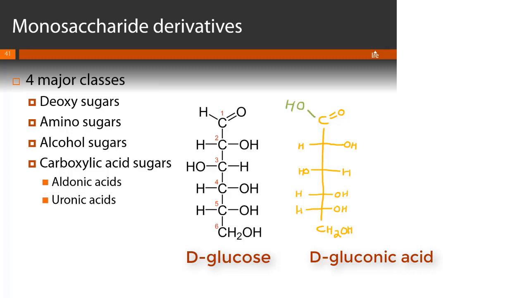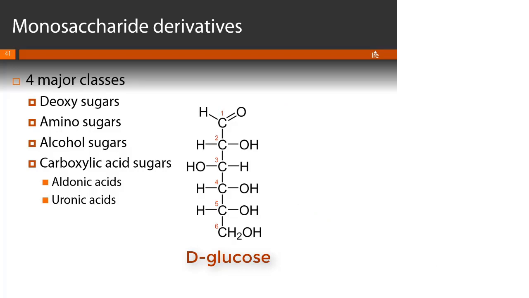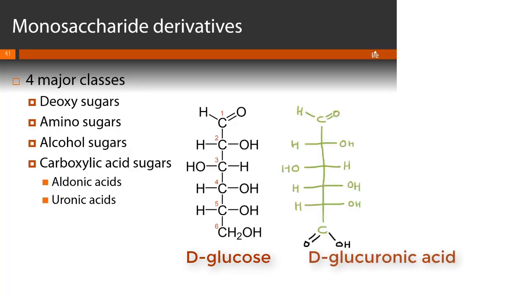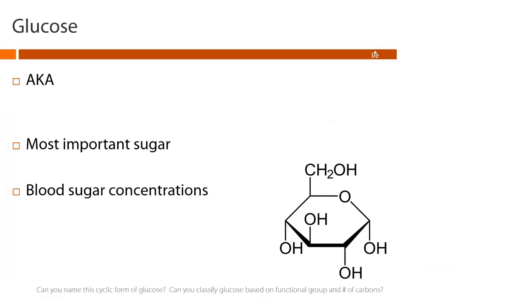And our last group is the uronic acids. A uronic acid is formed by oxidizing the primary alcohol on a sugar. We get this molecule right here, which is referred to as D-glucuronic acid. Okay, so now let's talk about our important monosaccharides.